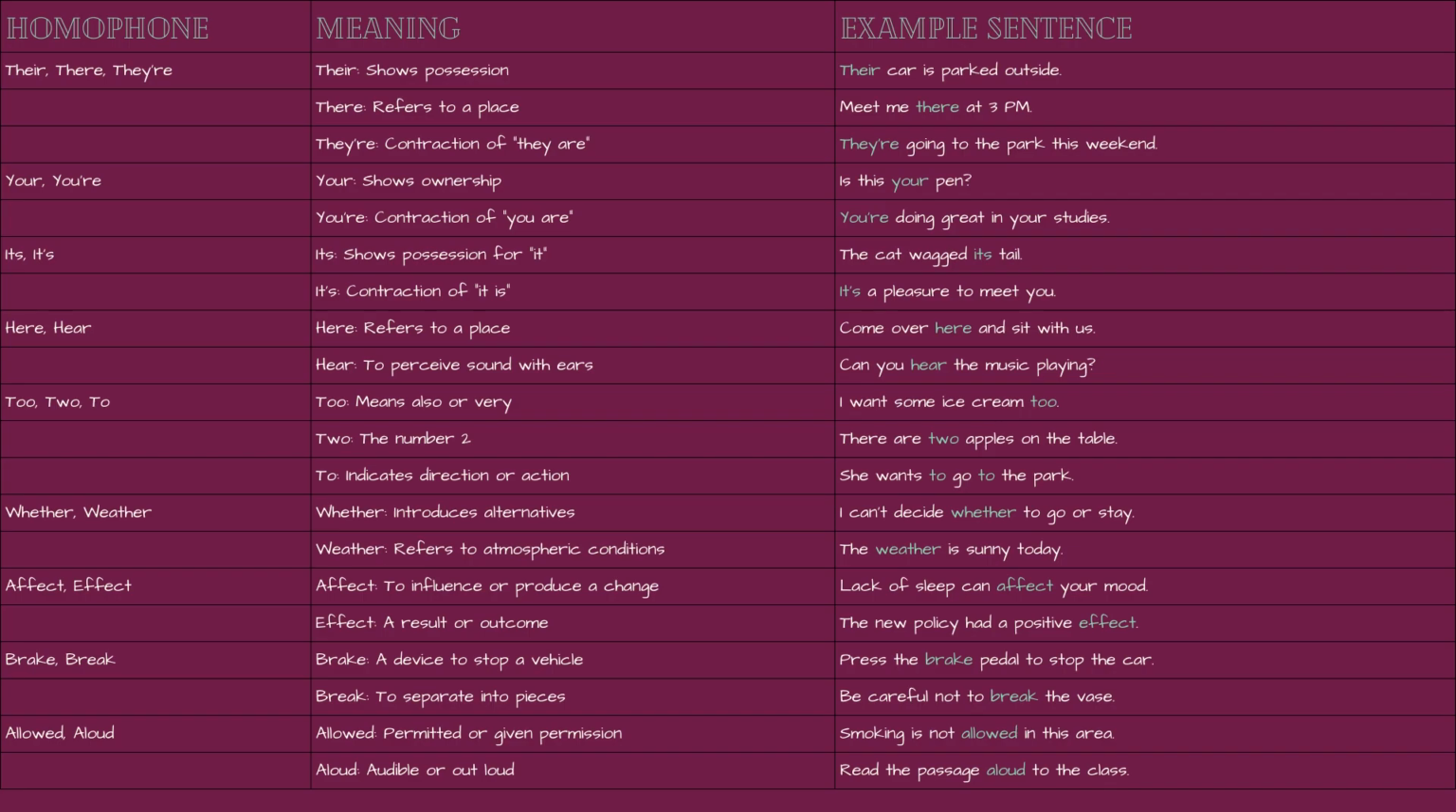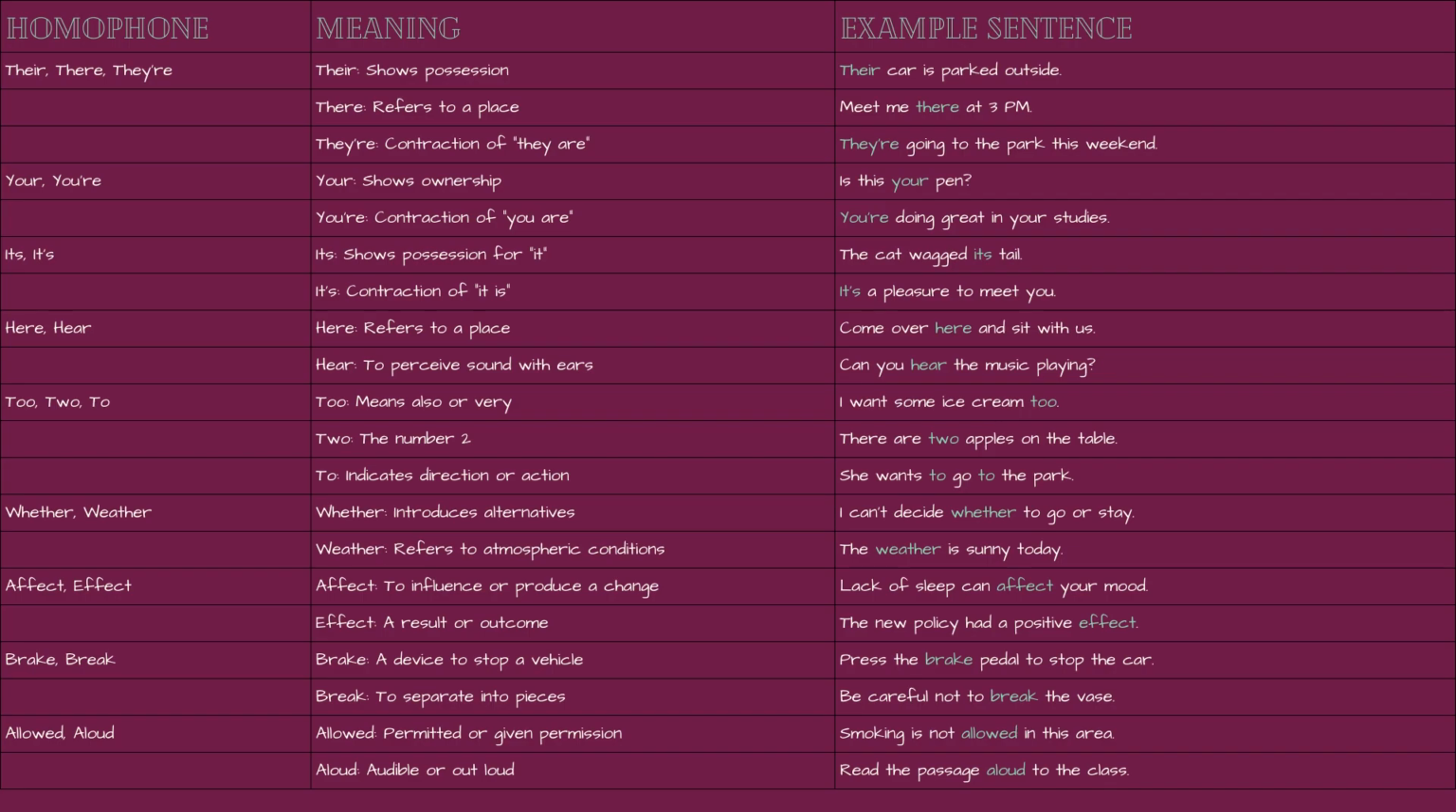There and they're. THEY'RE is a contraction of they are. They're going to the park this weekend. THEIR shows possession. Their house is lovely and well maintained. Here and hear. HERE refers to a place. Come over here and sit with us.